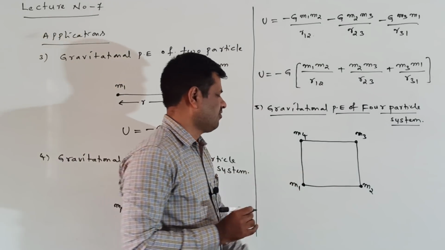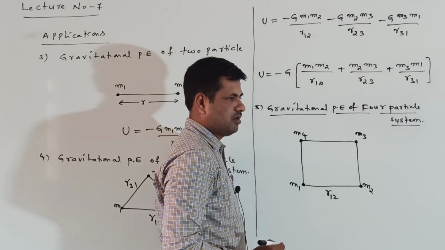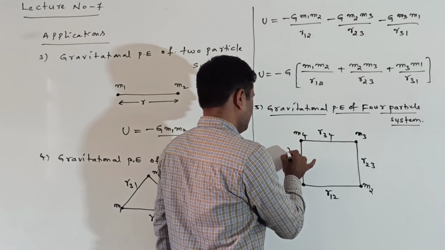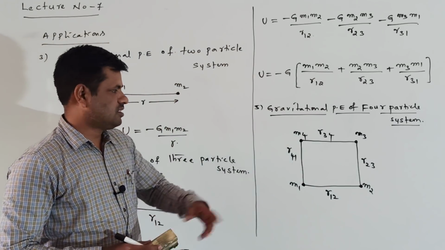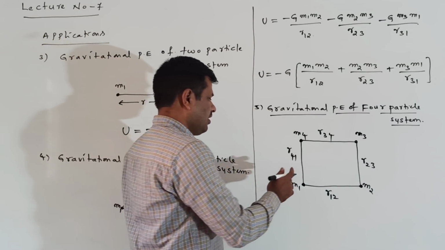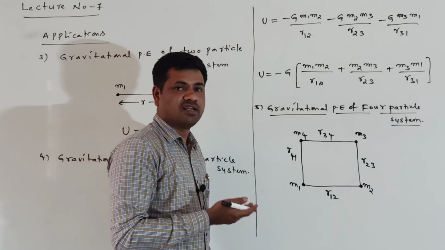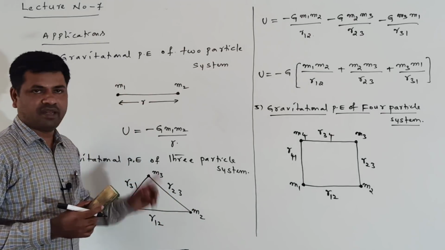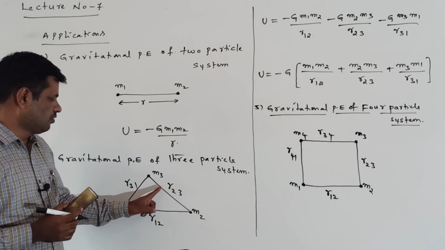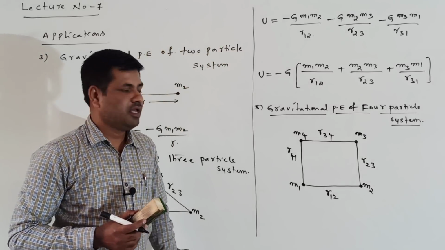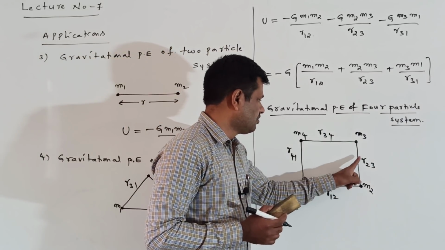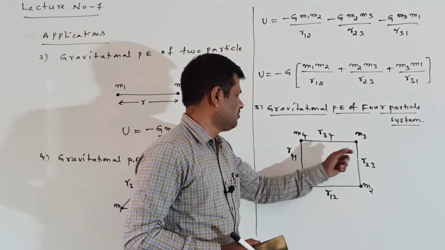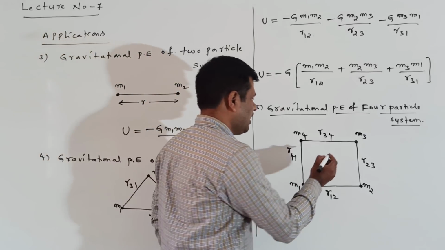Now the distance between M1 and M2 I consider as R12. Next R23, next R34, next R41. This is what we consider. Next, between M1 and M3 also we can consider pairs. How many pairs are there here? Observe, here only one pair. Here 1, 2, 3: 3 pairs are written. Here 1, 2, 3, 4. Again 2 pairs are coming in between M1 and M3, and M2 and M4.